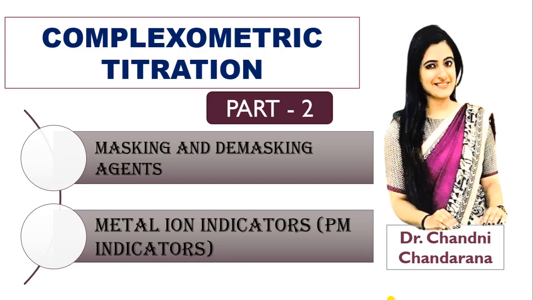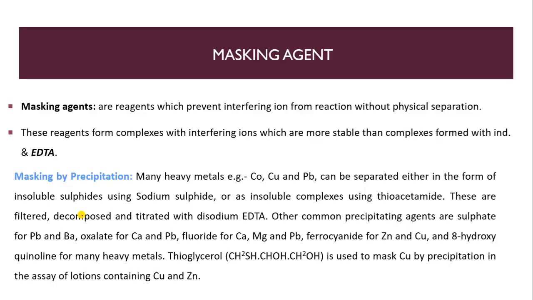So we will see in detail what it is, how we can use it, what the examples are and what the methods are. First of all, we will see the masking agents. Masking agents are reagents which prevent an interfering ion from reacting, without physical separation. These reagents form complexes with the interfering ion which are more stable than complexes formed with the indicator and EDTA. Now masking agents work by 2 methods, by precipitation and by complex formation.